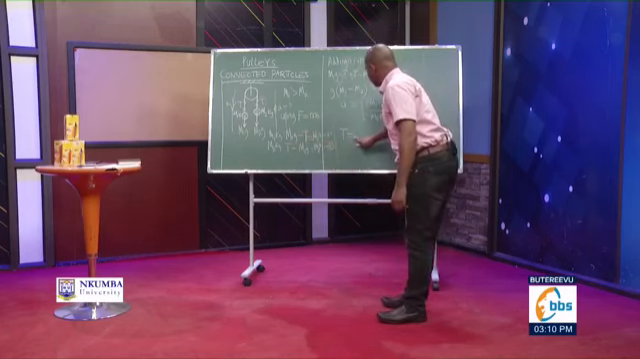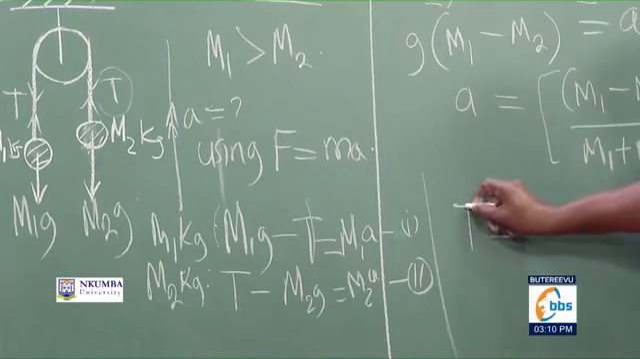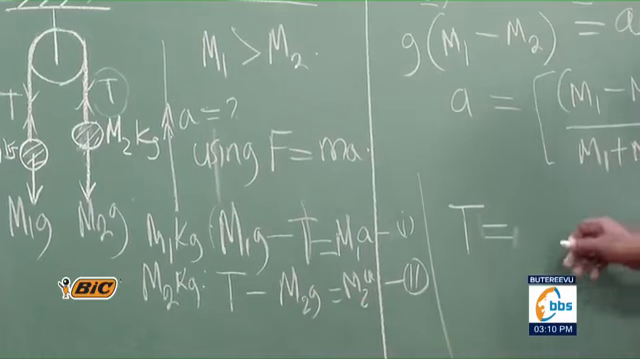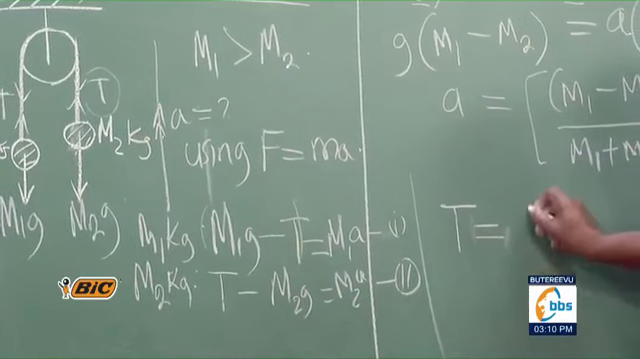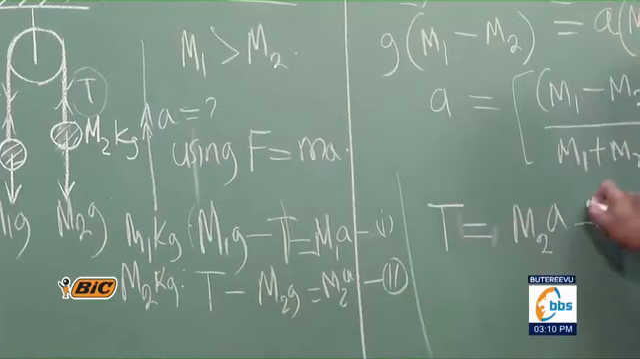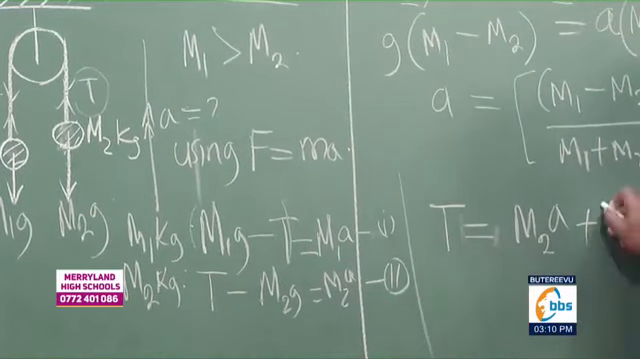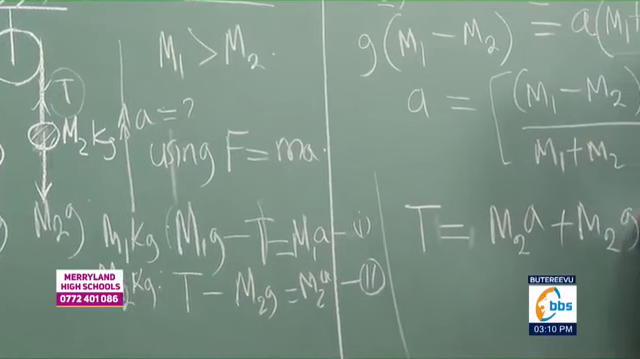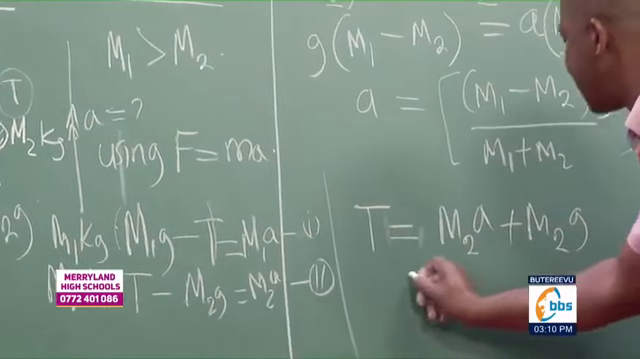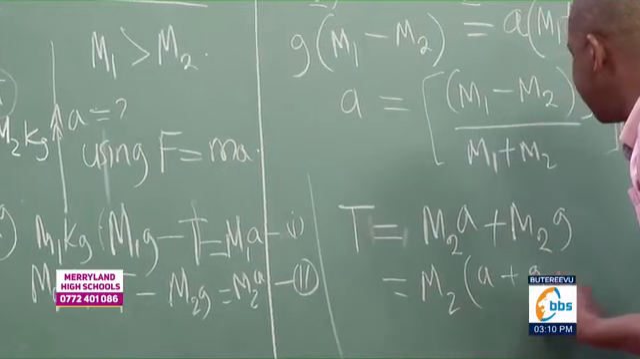So if we make T the subject, which is a concept that is again taught to our ordinary level students, our T, which is the tension, will be equal to M2A, which is already on the right-hand side, plus this one, which when it crosses the equal sign becomes positive, plus M2G. Notice that our M2 is constant, so I can factor it out and remain with A plus G.